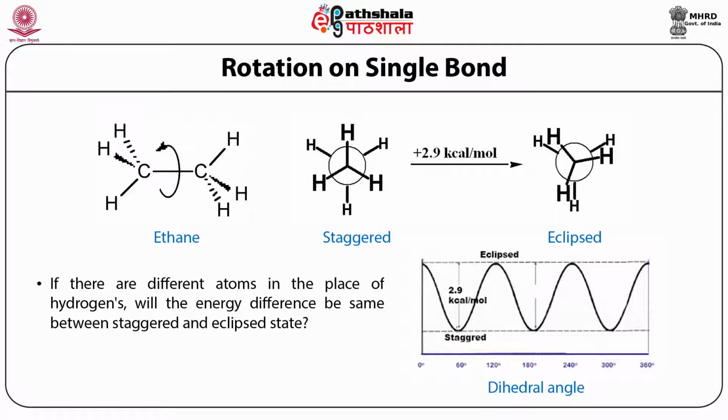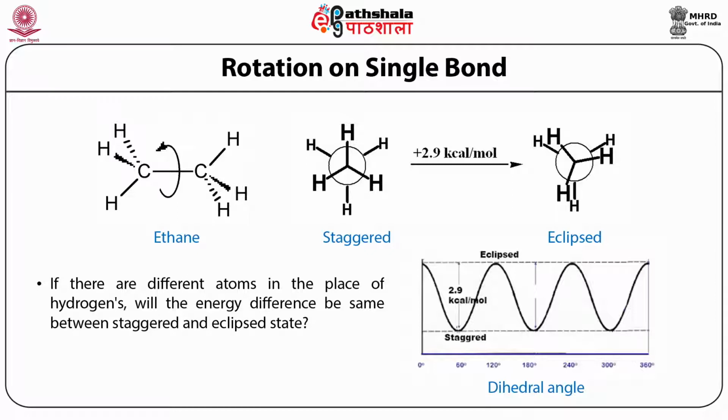If it is a single bond, the two atoms can rotate on the single bond. A simple example is ethane. In ethane, you can have a staggered conformation or an eclipsed conformation, and the energy difference between them is about 2.9 kilocalories per mole. In the staggered conformation, the hydrogens of the two different carbons are about 60 degrees away from each other, and when they rotate about 60 degrees on the single bond, the hydrogen atoms come closer, and that becomes energetically less favorable. You can look at the energy plot of this rotation.